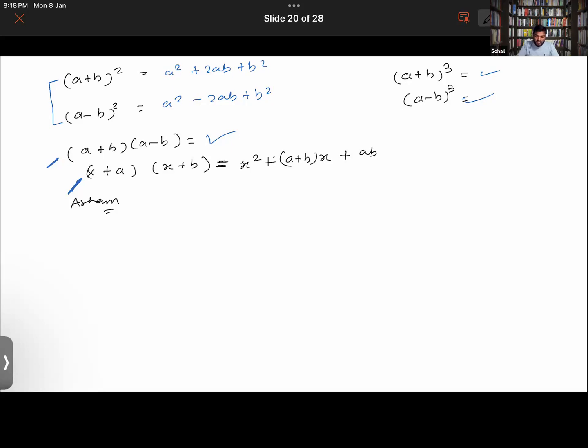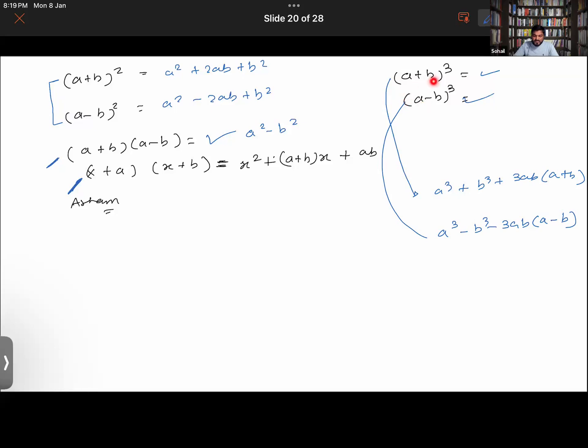Okay, remaining ones, you answer Arhan. So (a minus b) into (a plus b) equals a square minus b square. Good. And (a plus b) whole cube equals a cube plus b cube plus 3ab into (a plus b), and (a minus b) whole cube equals a cube minus b cube minus 3ab into (a minus b).